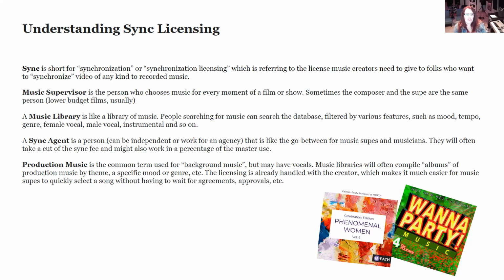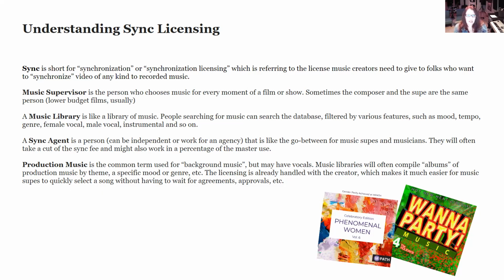Next definition, music supervisor is the person who chooses music for every moment of a film or a TV show or series. Sometimes the composer and the music supervisor might be the same person, especially on low budget films.